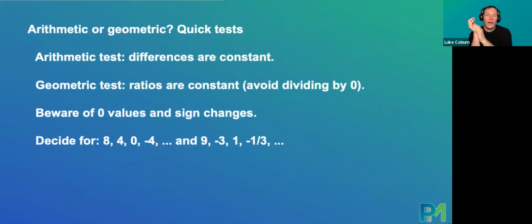Okay, so if we want to tell the difference between an arithmetic sequence, this is just a quick refresher. For arithmetic sequences, the differences always have to be constant. But for geometric sequences, the ratios are constant. So when you divide subsequent terms, you see that they're like this.